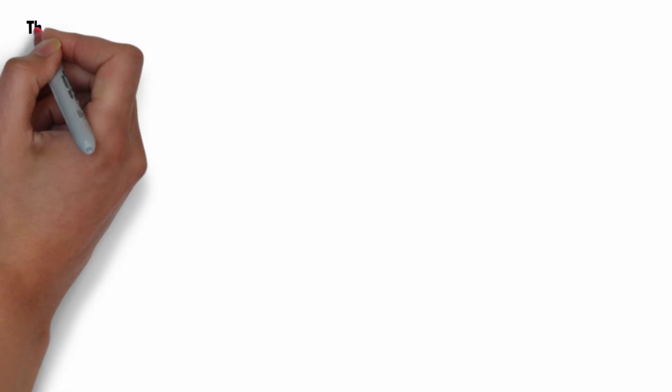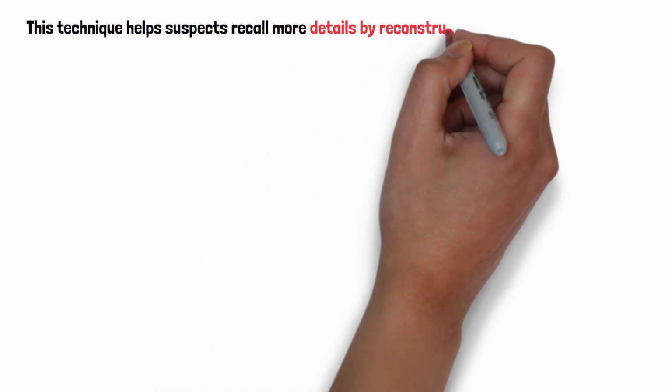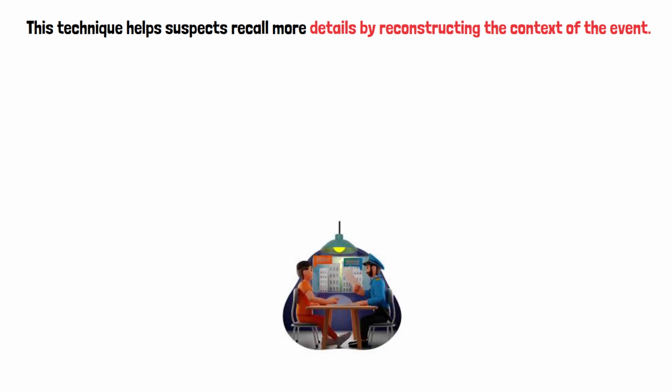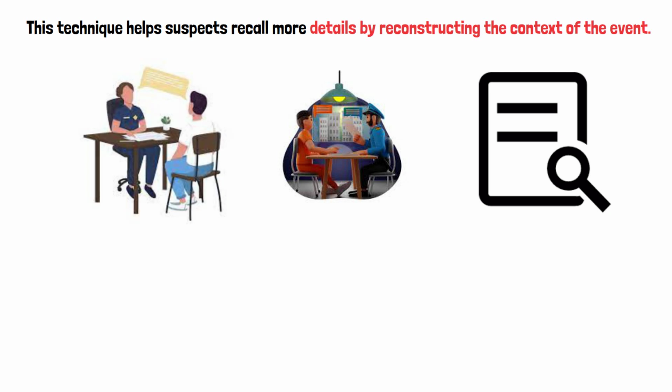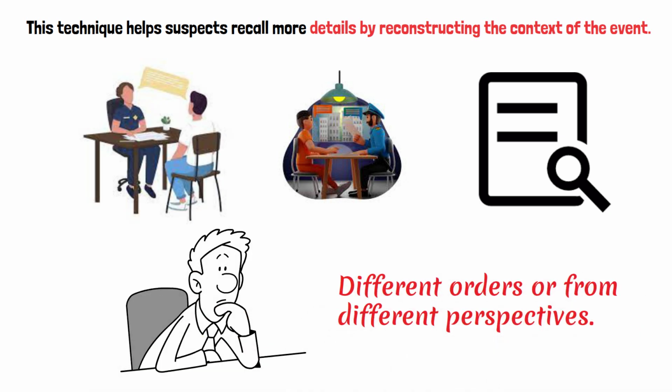Cognitive interviewing. This technique helps suspects recall more details by reconstructing the context of the event. The interrogator asks the suspect to report everything, even minor details, and may ask them to recall the events in different orders or from different perspectives.